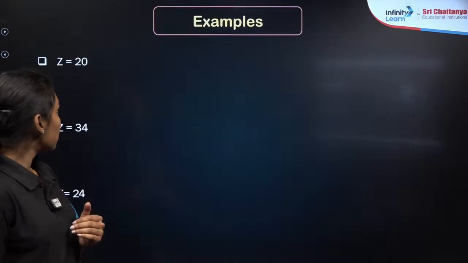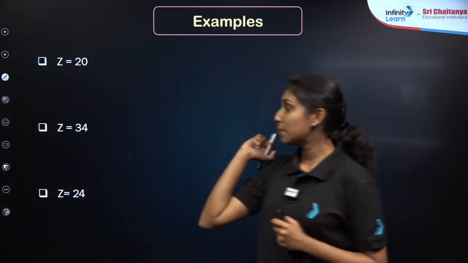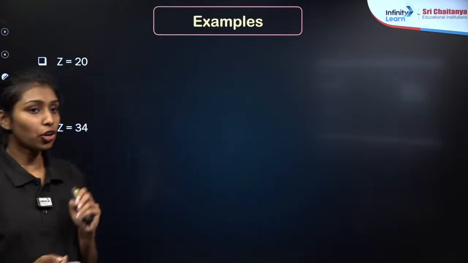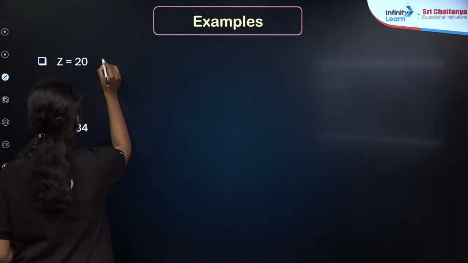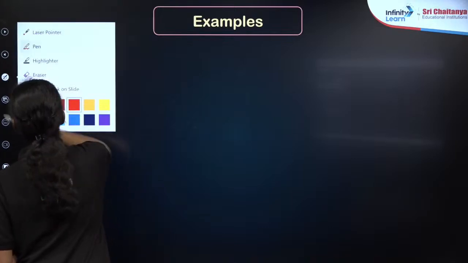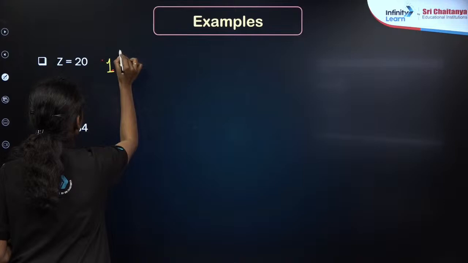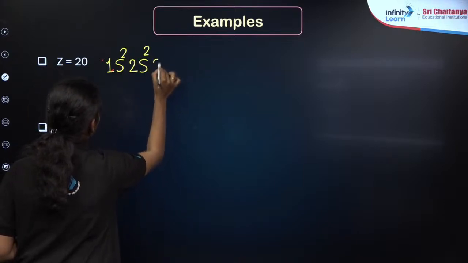Now let us see some examples for this particular practice. If you are given an element here having atomic number Z is equal to 20, what will be the electronic configuration? I will write here. 1s2, 2s2, 2p6.